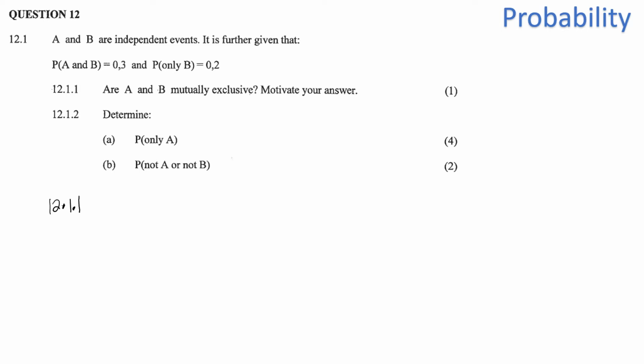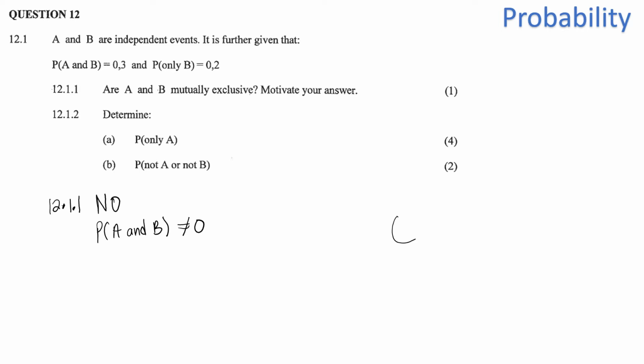Are A and B mutually exclusive? Yes or no? The answer is no. Why are we saying no? Because probability of A and B is not equal to 0. Remember, mutually exclusive events are events that cannot occur at the same time, meaning that we expect the probability of the intersection not to be there.